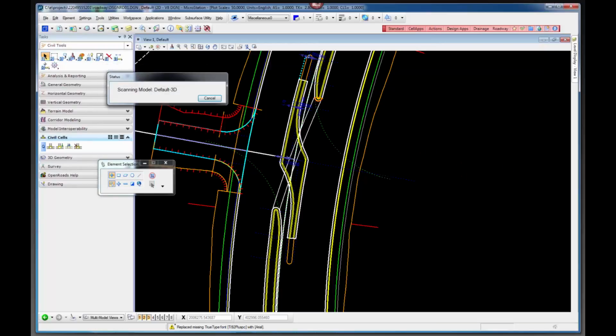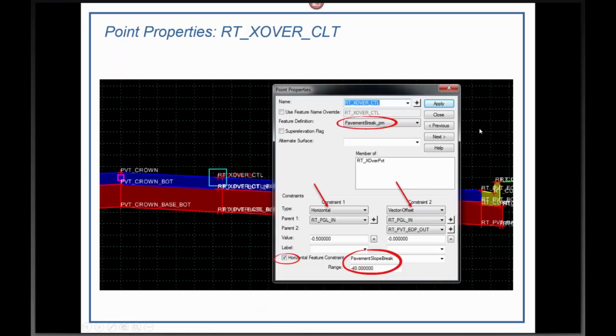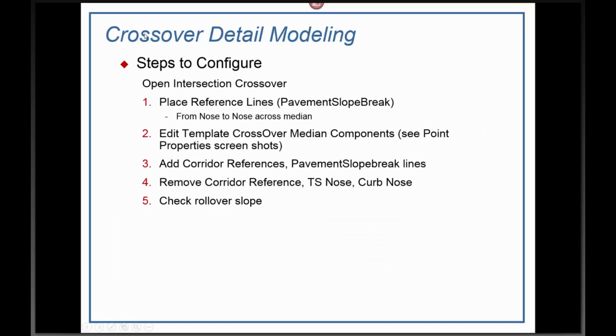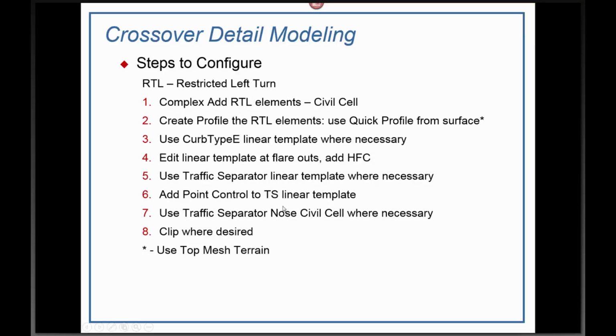And I want to reiterate the steps for the restricted turn lane. So once you have the corridor, you're first going to need to do the corridor detail modeling where you put in the crossover slope break lines and modify your template, adding them so that you actually have the rollover happening without any of the line work for the restricted turn lane. And then you're going to add in the restricted turn lane. I used a civil cell. If you want to draw them yourself, you're welcome to.